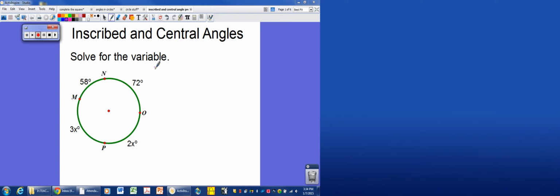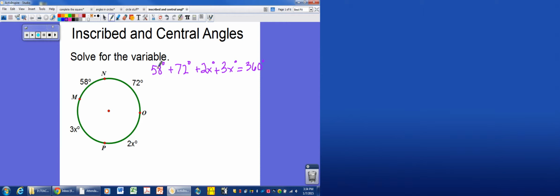Okay, so if I take arc MN, which is 58 degrees, plus arc NO, which is 72 degrees, plus 2x for arc OP, plus 3x for arc MP, all of these arcs have to add up to 360 degrees. So this just creates some algebra. You add them all up to equal 360. That's your geometry. Now the rest of this is just solving.